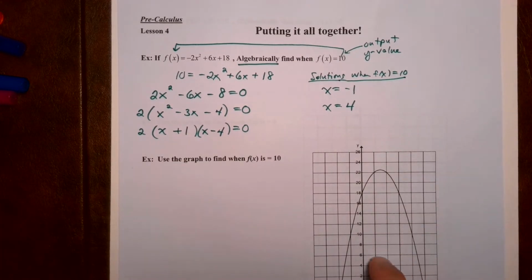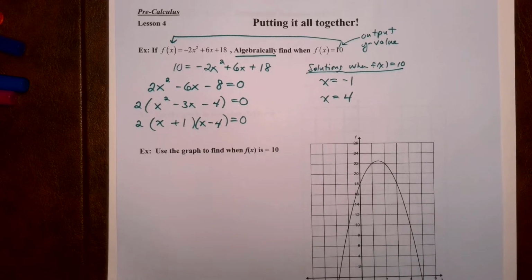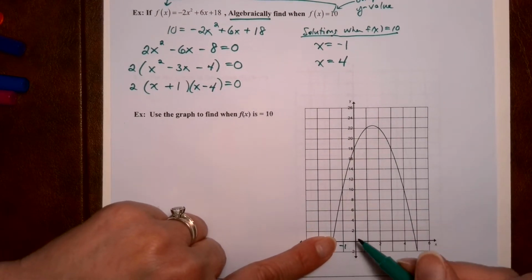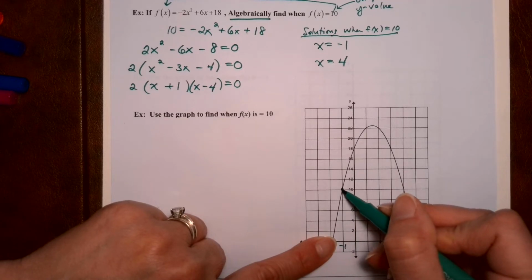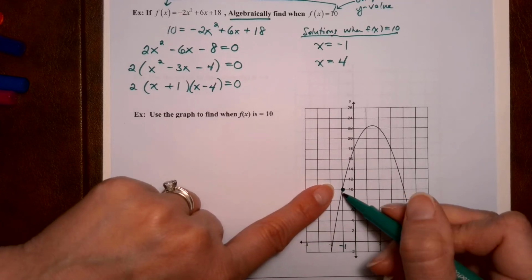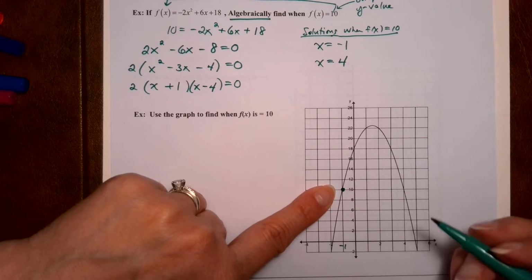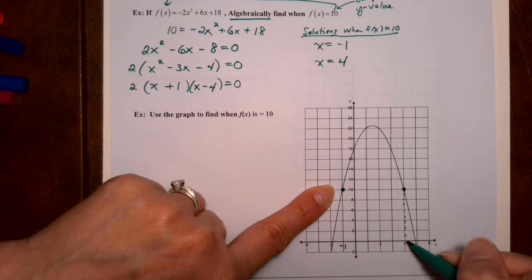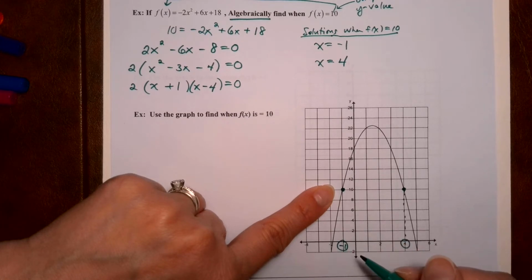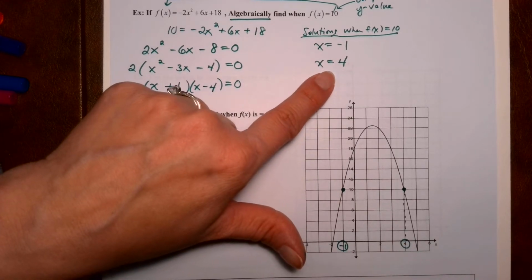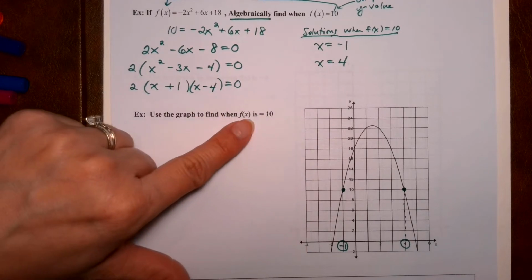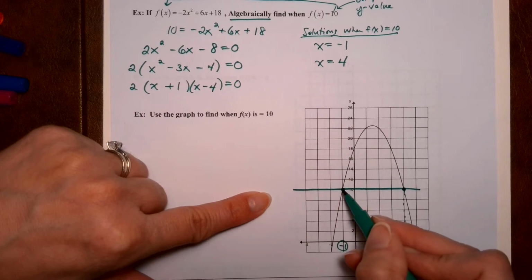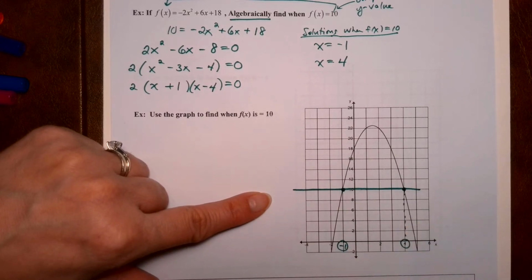So let's go look at this graphically. What does that mean? At negative 1, where's the graph? Oh, right there. Negative 1 takes us to 10. And then what other number takes us to 10? Oh, 4 takes us to 10. And those are the same solutions we got up here. Use the graph to find when f of x equals 10. So here's the value of 10, and that does happen 2 times.